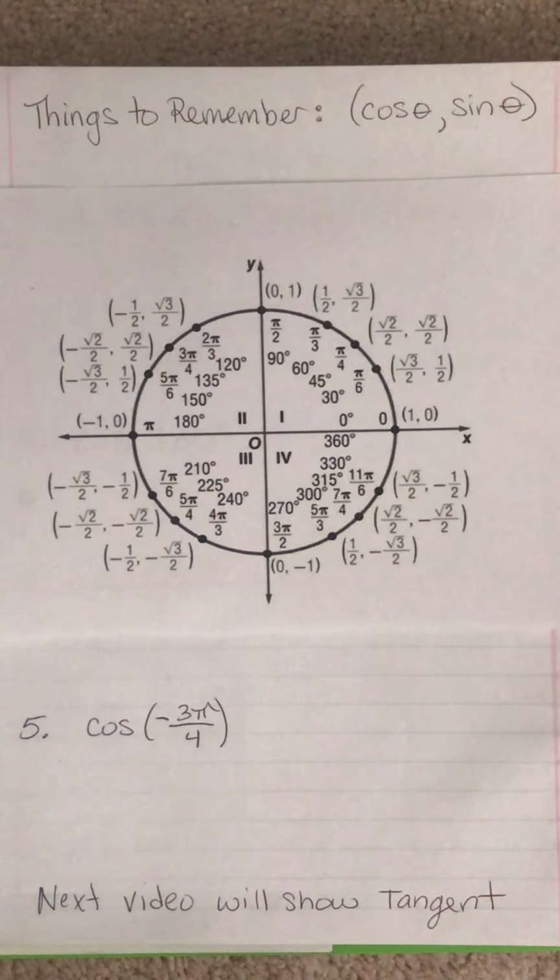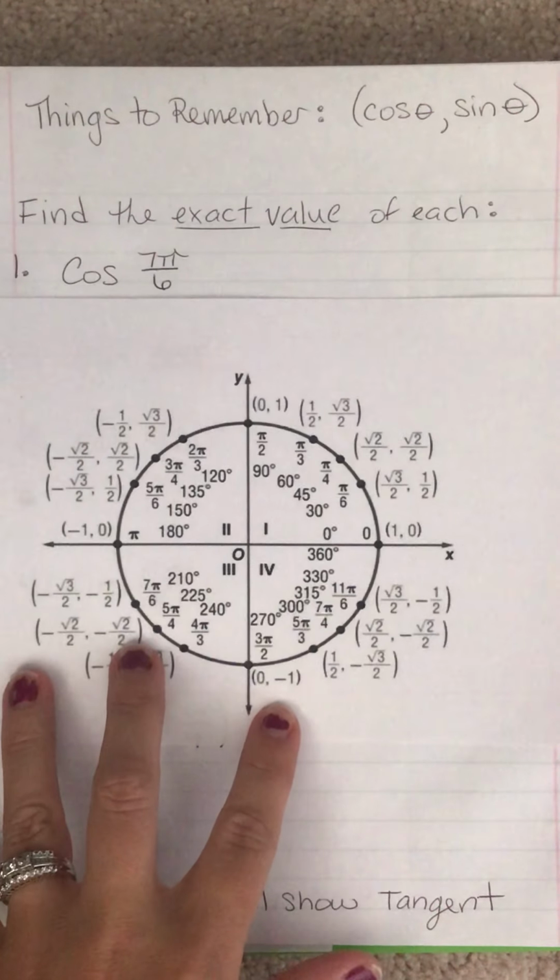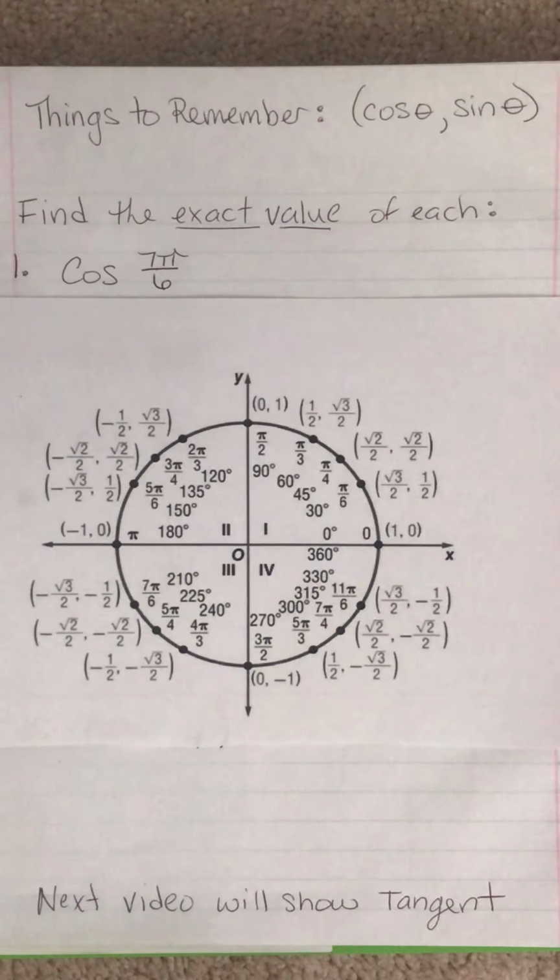So we're going to take this assignment a step further and find the exact values of our trig functions using this unit circle. So here's how it goes. Here's our first example: cosine of 7 pi over 6.